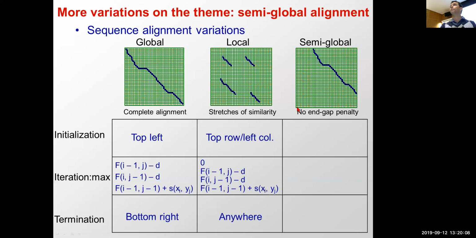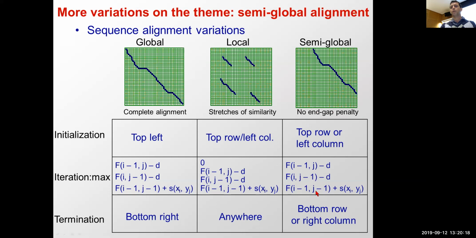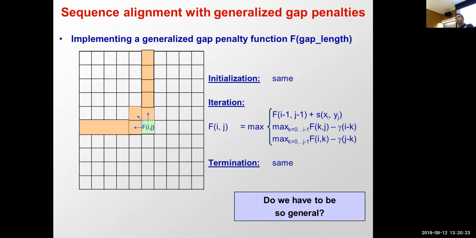Anywhere on the bottom or on the right, okay? So top row, left column, bottom row, right column, and then I don't have the 0 anymore, okay? All right, so that's local alignment or semi-global alignment.